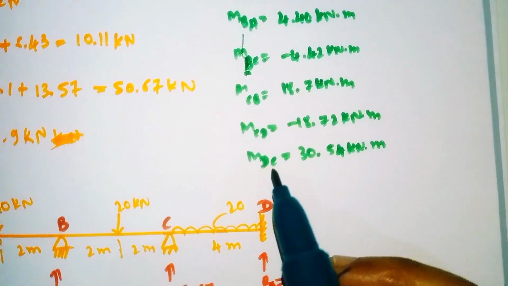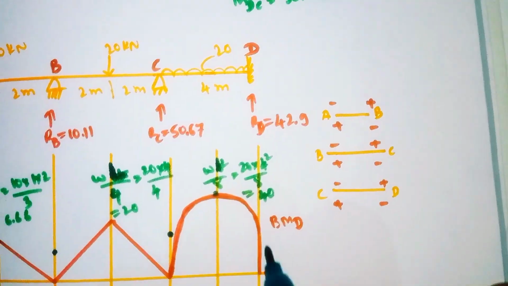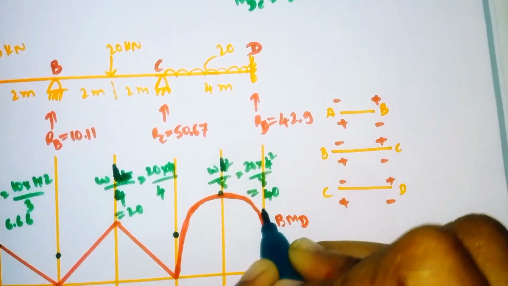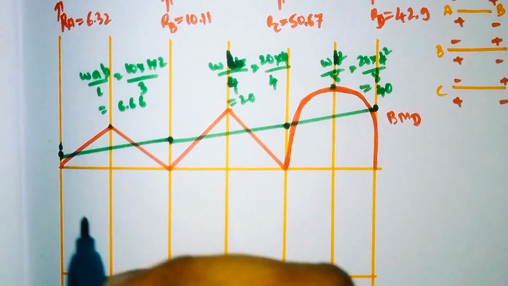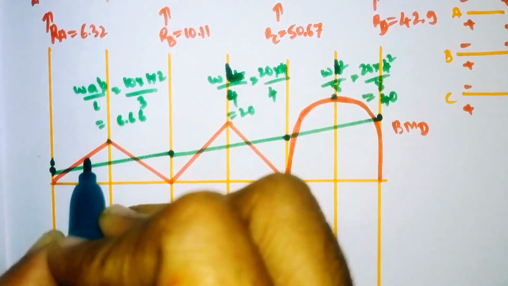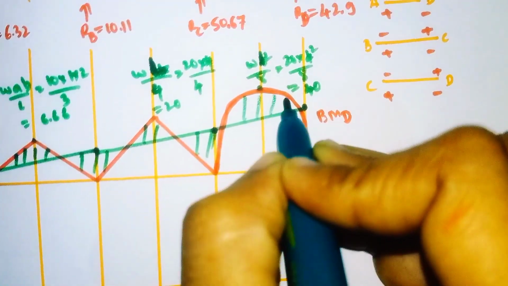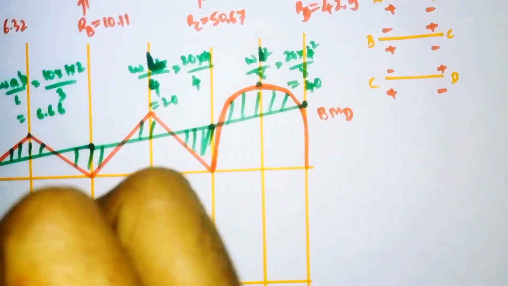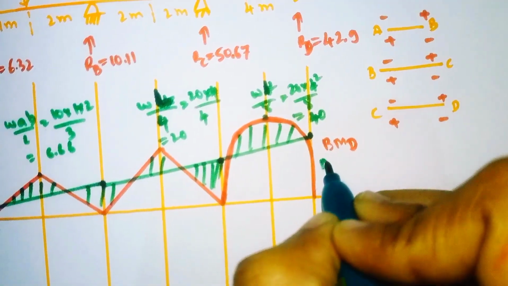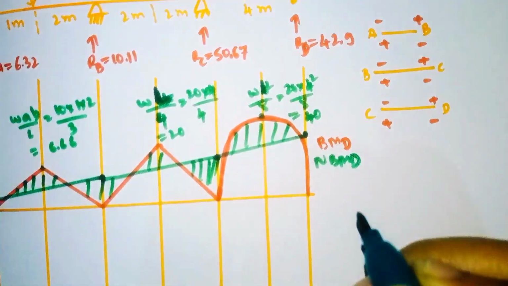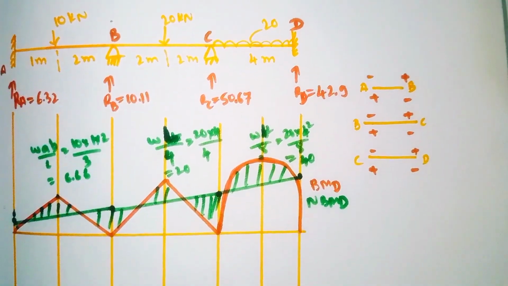So our last is MDC, and the value is 30.54. So it comes at point D, here, 30.54. Now join this line. So this is our net bending moment diagram. If you want, you can shade it. It will come like this. So this is our net bending moment diagram.